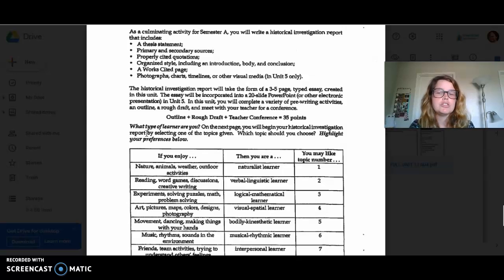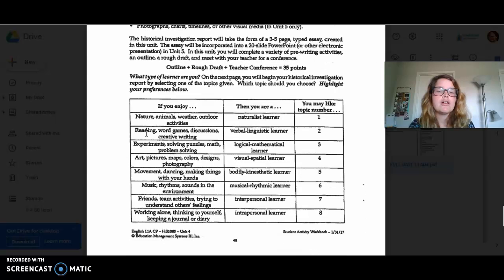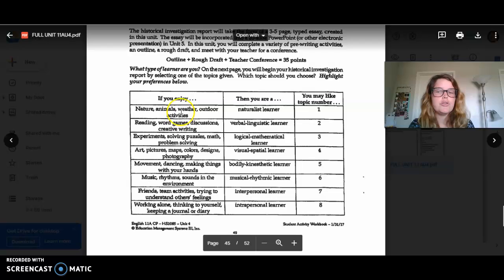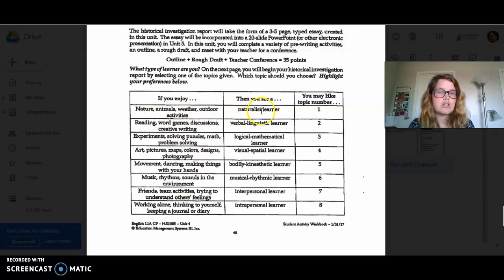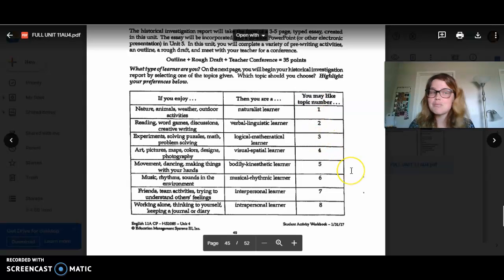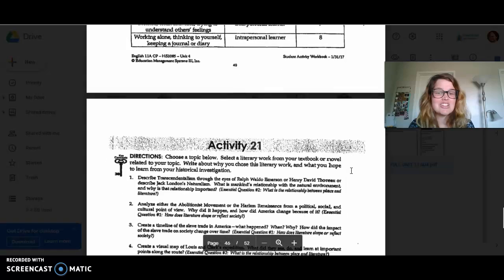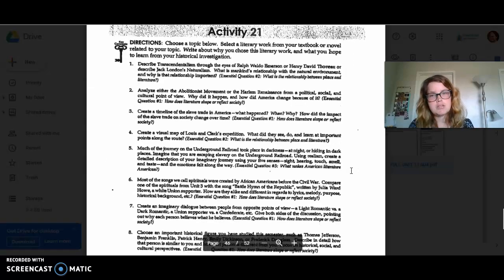So first things first, I told you there's a lot of different options here. You have to figure out what topic you want to choose. So they tell you if you enjoy these things, then you're this type of learner and you will probably like this topic. It doesn't mean that it has to be the topic that you want. It just is a suggestion. So here are the topics, okay?